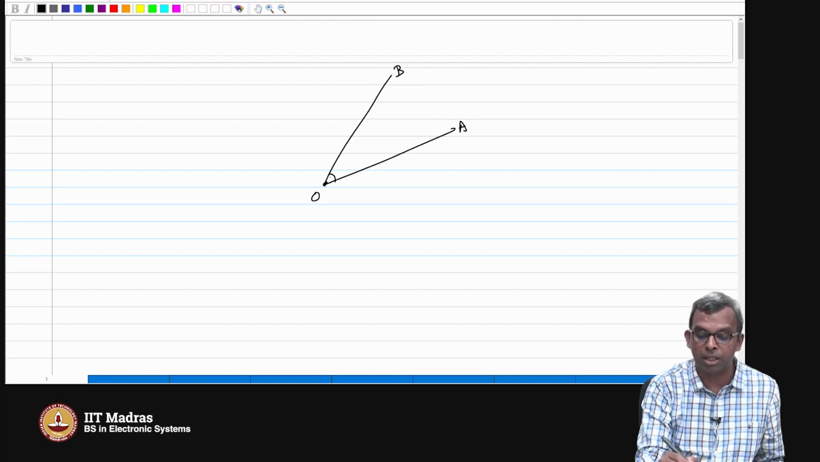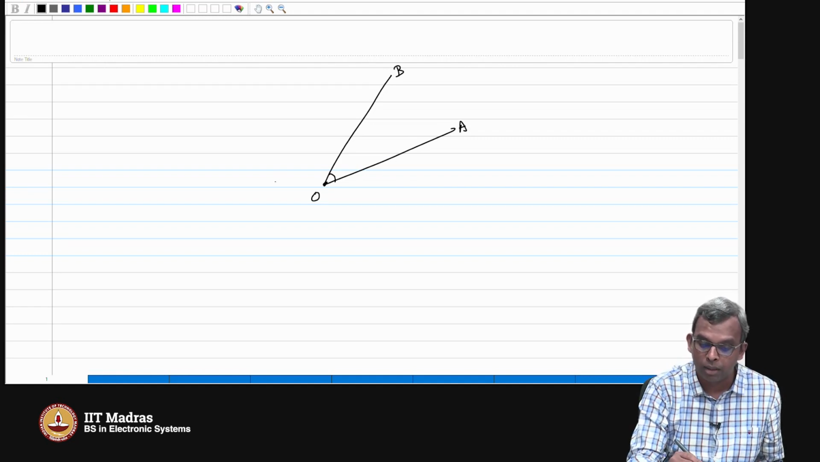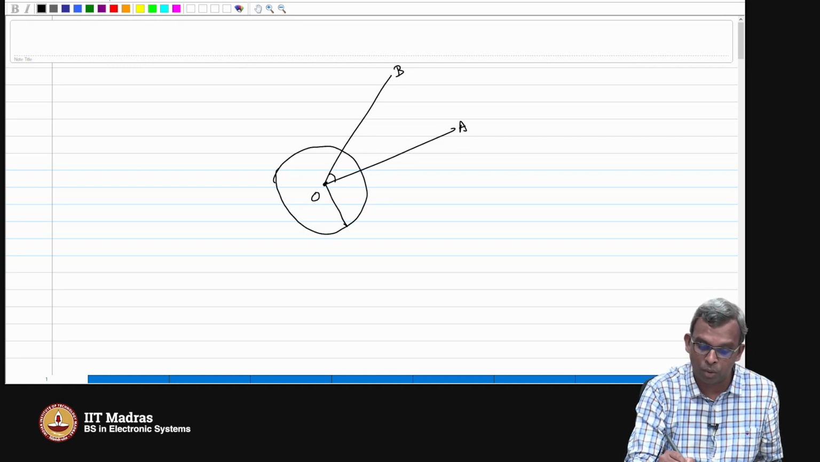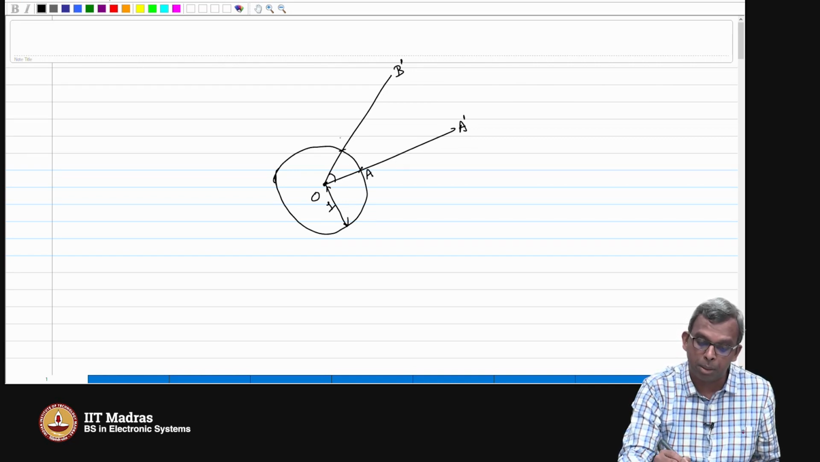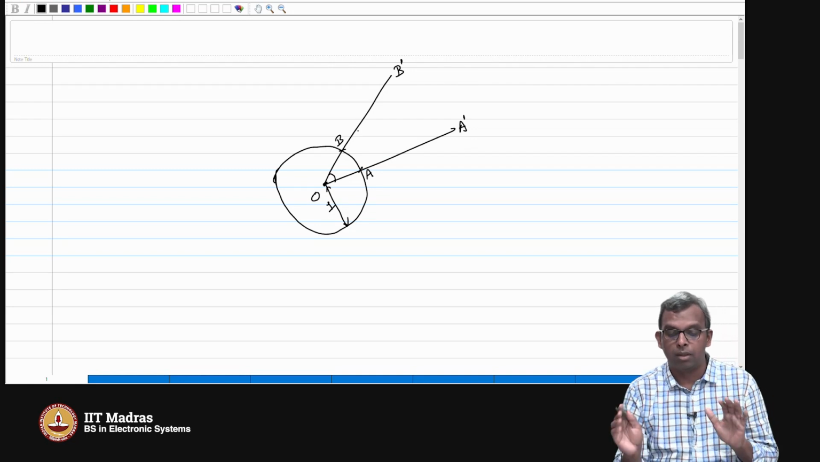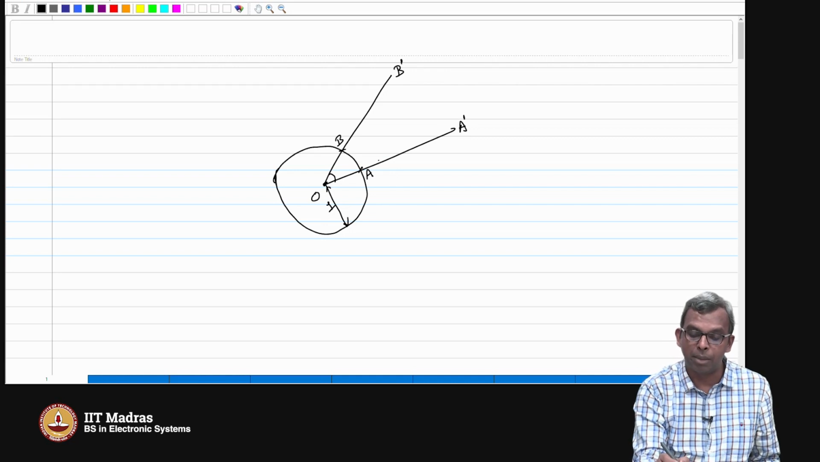It turns out this is the way to measure the angle. You draw a circle of radius 1 around O. Around O you draw a unit circle. This is not a proper circle, but anyway you know what I mean. A circle of radius 1 around O, and then this will hit, maybe I will call these A prime, B prime, this will hit OA prime at A. This circle will hit OB prime at B. So this is a circle of radius 1 about the point O where this angle meets.